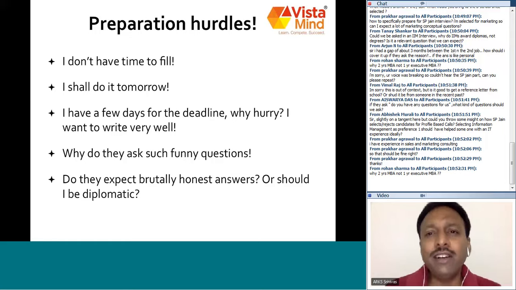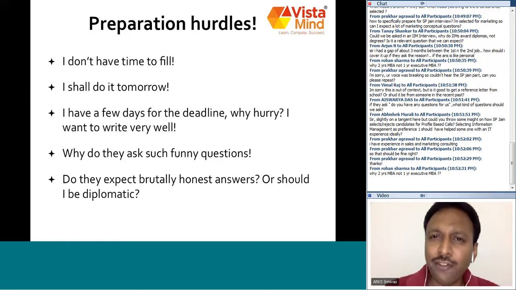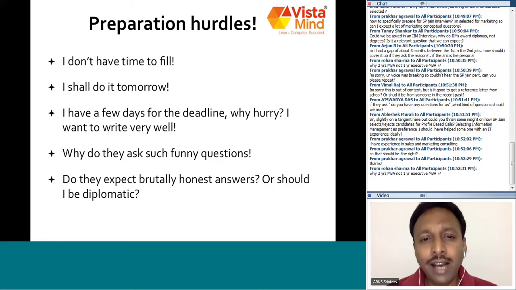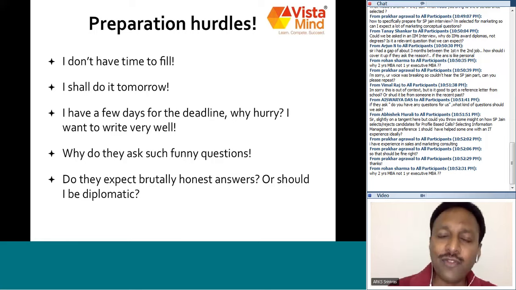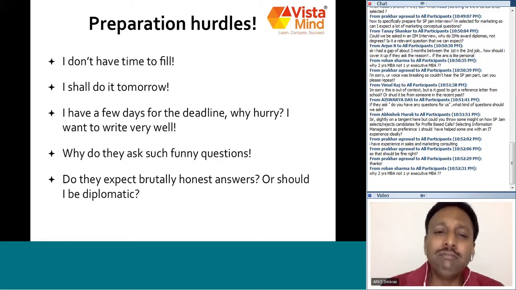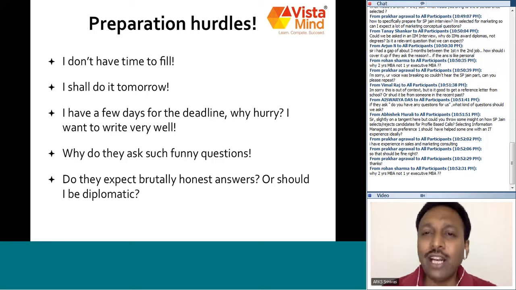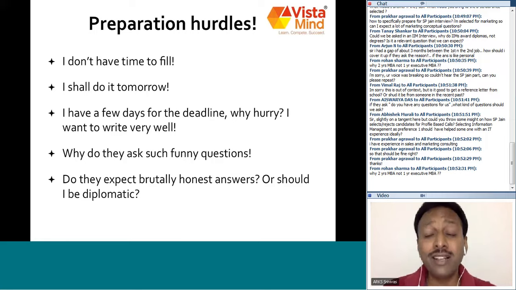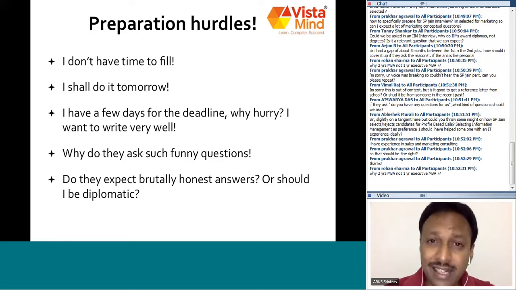Preparation hurdles. This is something I have heard all the years, the last 15-17 years at least, and I hope you will not be one of those who come out with these kinds of excuses. I don't have time to fill it. I shall do it tomorrow. I have a few days to the deadline. Why should I write it? I would like to write it very well later on. Why do they ask such funny questions? What's wrong with them? Or do they expect me to be brutally honest? Should I be diplomatic in my answer? These kinds of questions keep coming to you.